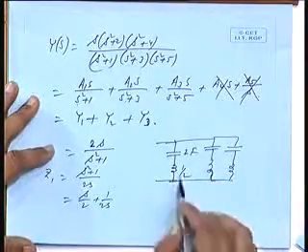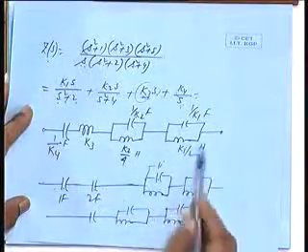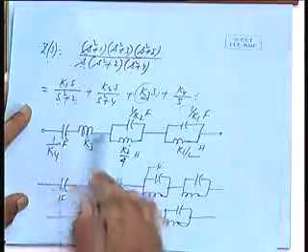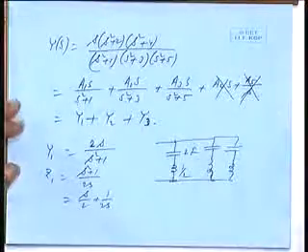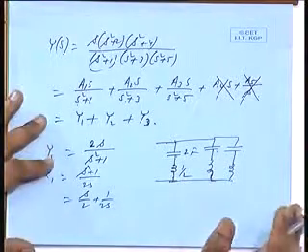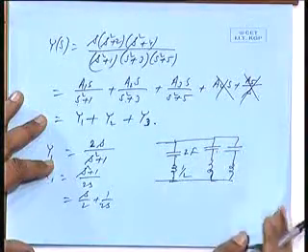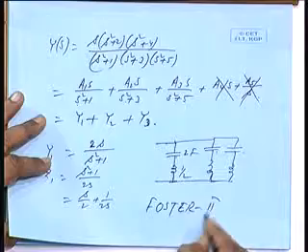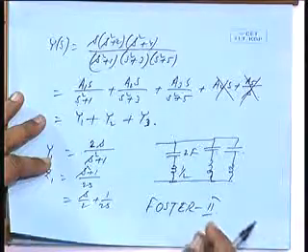Interestingly, these values will be different from the Foster 1 realization. But how many inductances were there? 1, 2, 3 and 3 capacitances. In this realization, you will get the same number and type of elements: 3 inductances, 3 capacitances. So if we go from impedance, it is Foster 1. If we start from the admittance function, this is Foster 2 realization. Okay, we will stop here now. We will continue with this in the next class.